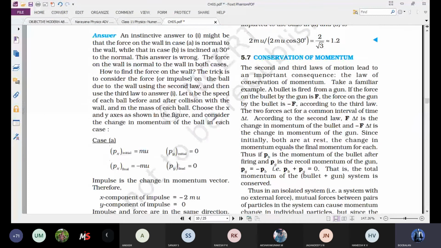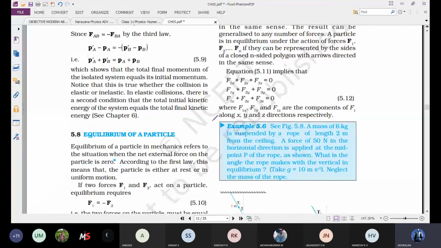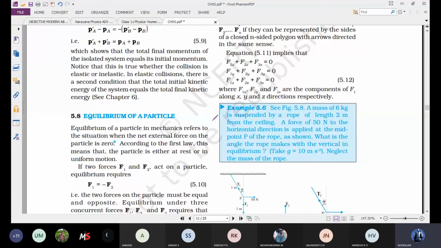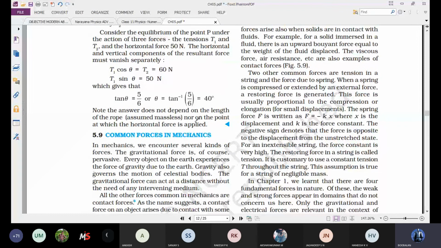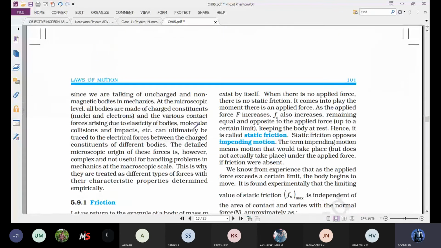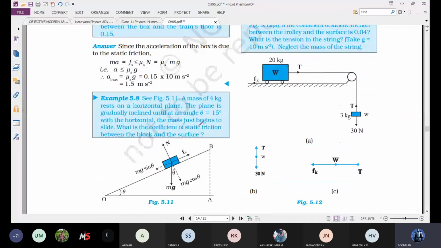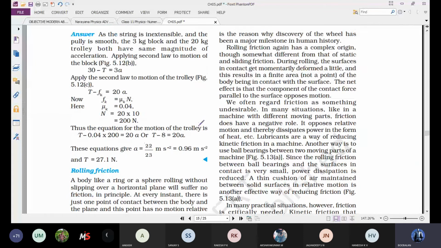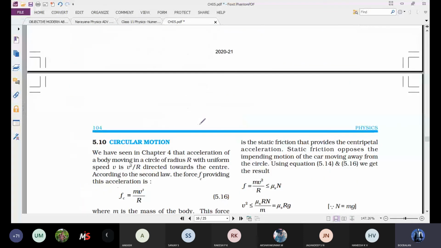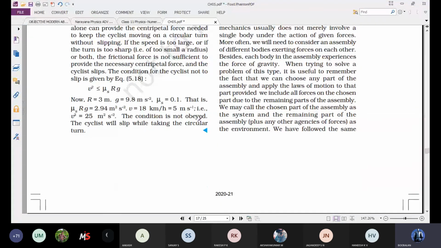So next, conservation of momentum, equilibrium of a particle, the common force in mechanics, relevant friction, circular motion. So in this topic, now we will discuss solving the problems in mechanics. That is lift problem.